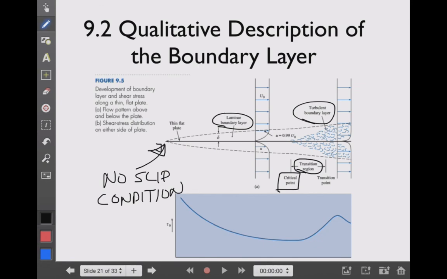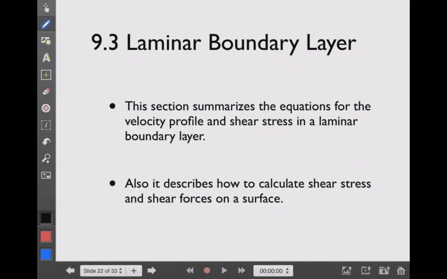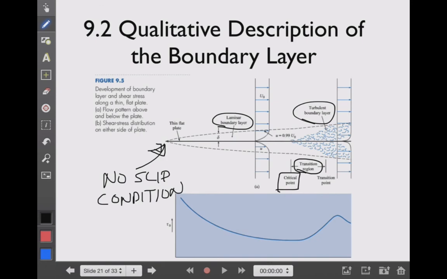We're now going to move into subsequent sections to talk about these other regions. In particular, we'll talk a little bit more about the laminar boundary layer in section 3, and then move on to talk about the transition and turbulent regions. Okay, thanks.